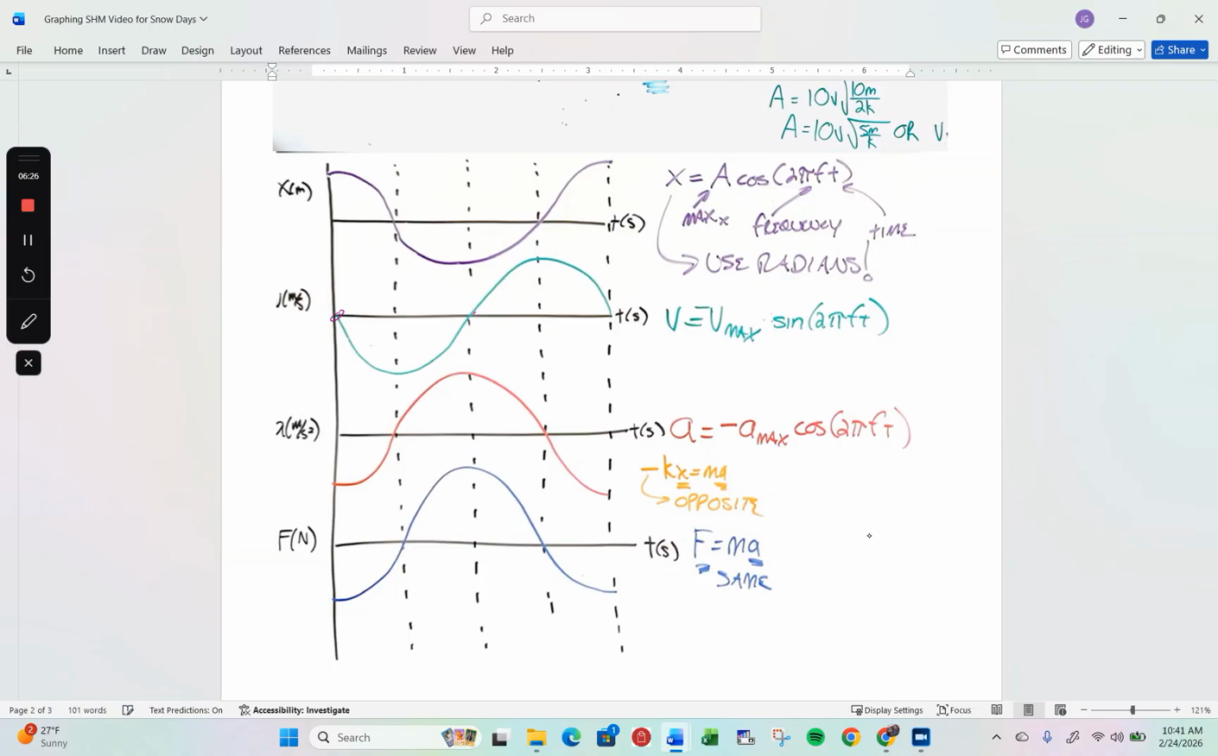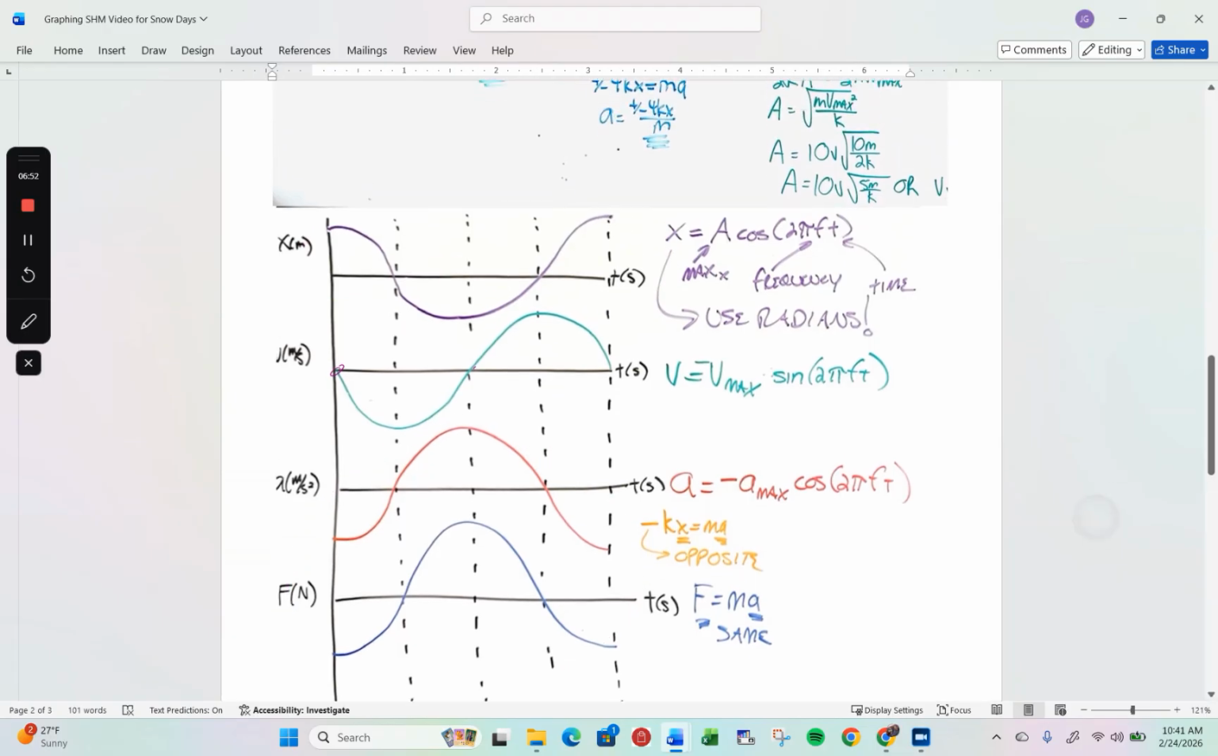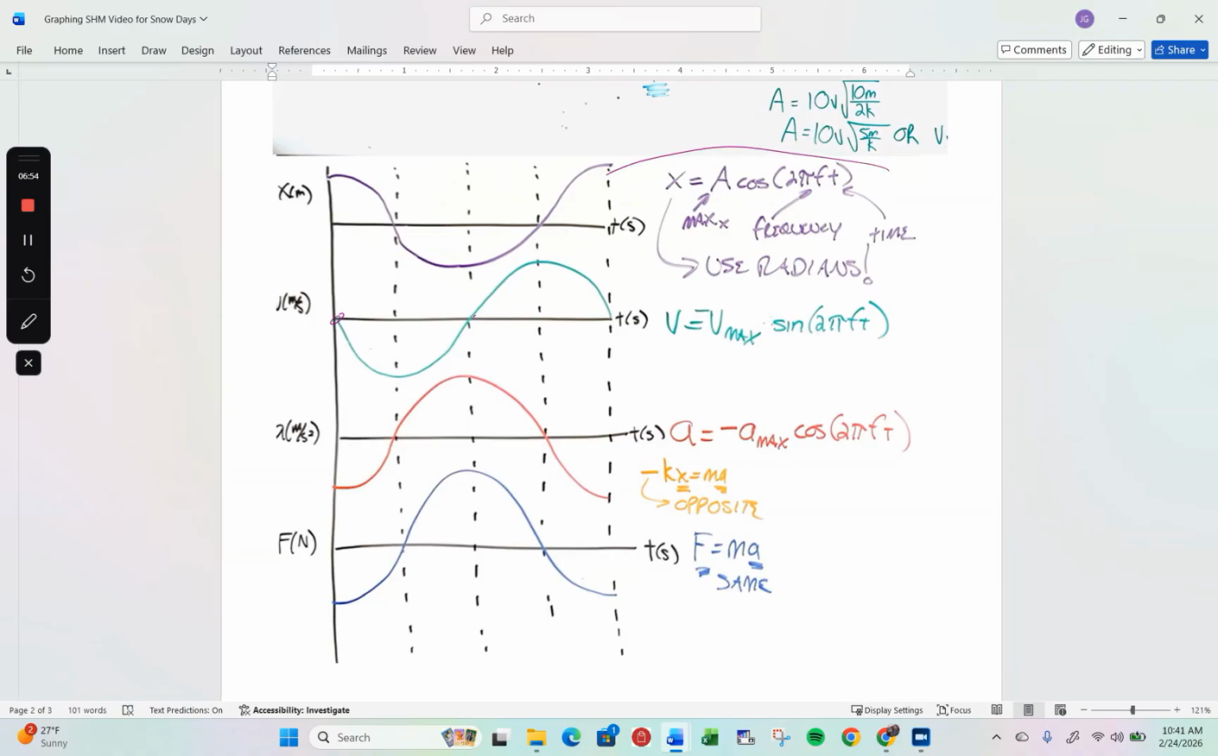Some things to know. If the force of the spring equals ma, that means F and a will be the same graph. However, since the force of the spring is negative kx, x and a must be opposite each other. Same thing with F and a. They must be opposite each other because of the negative symbol. So if you look at the position-time graph and the acceleration and force time graphs, they're literally mirror images of each other because they're opposites.